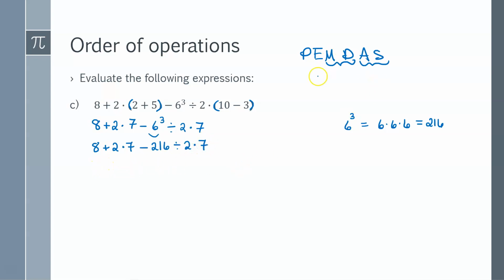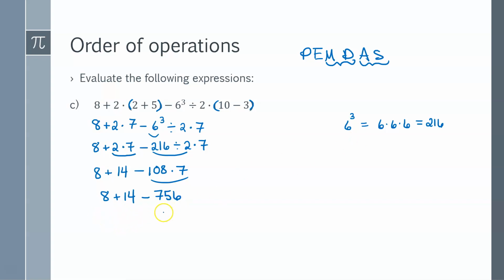And then we look, okay, all of our exponents are done. There's no more exponents. So we're going to move on to multiplication and division from left to right. So from the left, I'm going to start with multiplication. So 2 times 7 is going to get me 14. Then I have division. Now division comes before the multiplication from the left. So I'm going to do this division first. 216 divided by 2 is 108. And then we'll go ahead and multiply those two numbers. So 108 times 7 is going to give me 756.